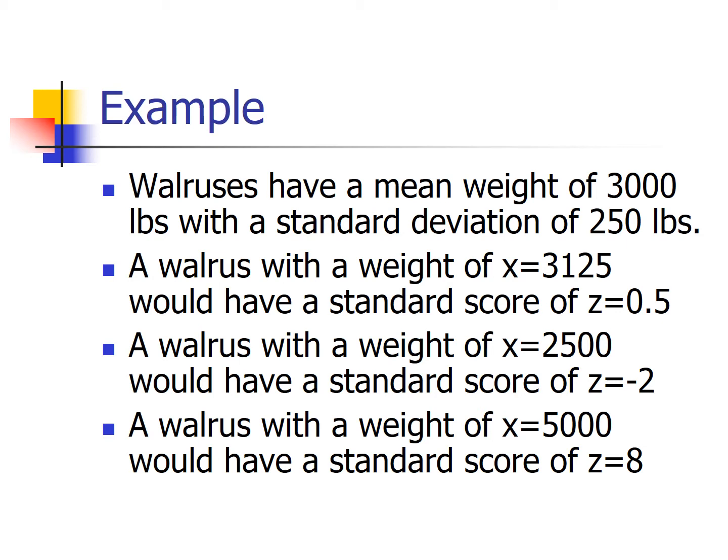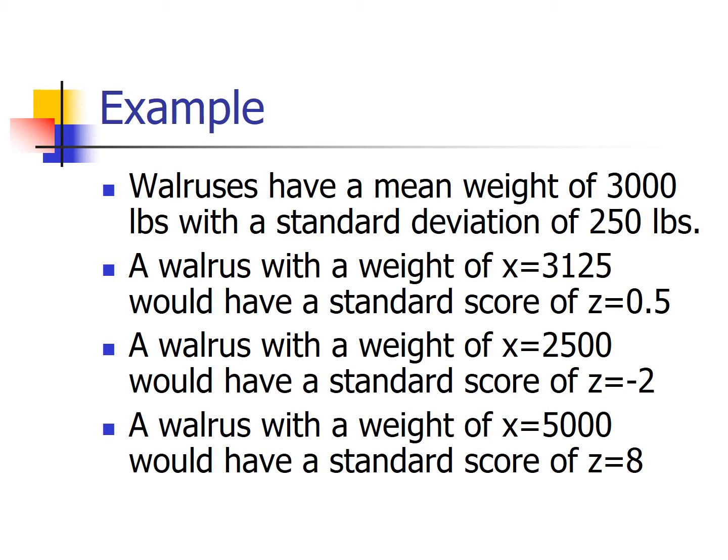So our second walrus has a weight of 2,500. We compute her standard score. We get a standard score of -2. Wow, -2. So that's basically saying that she weighs less than the mean. How much less? She weighs 2 standard deviations less than the mean. We know it's less because it's negative.